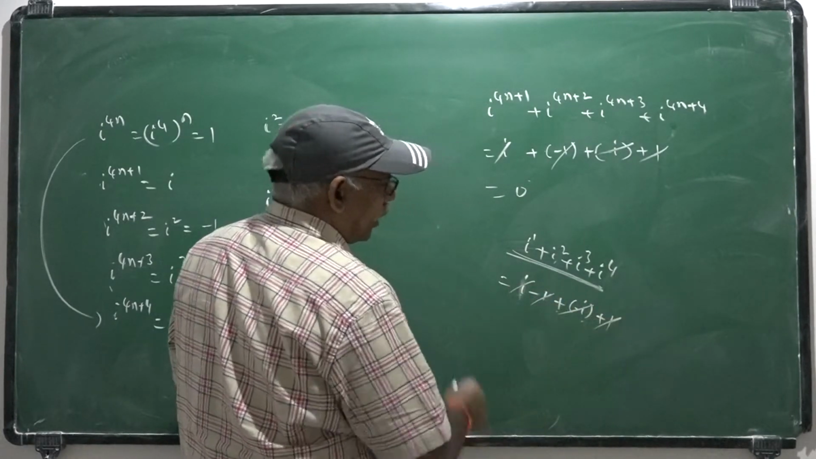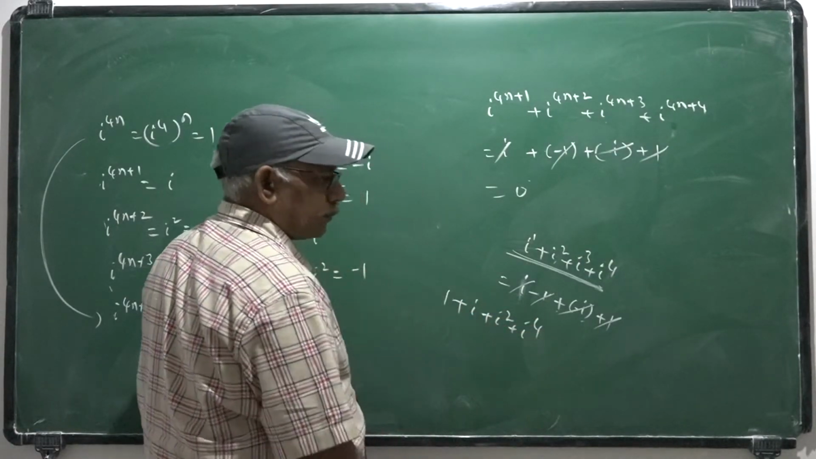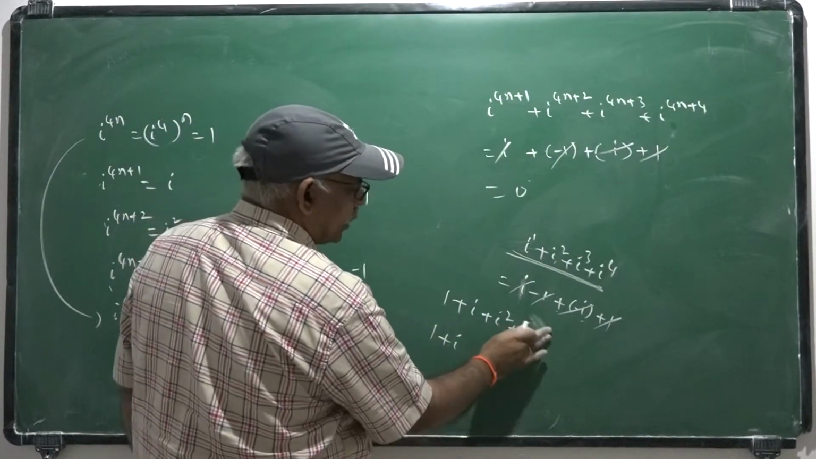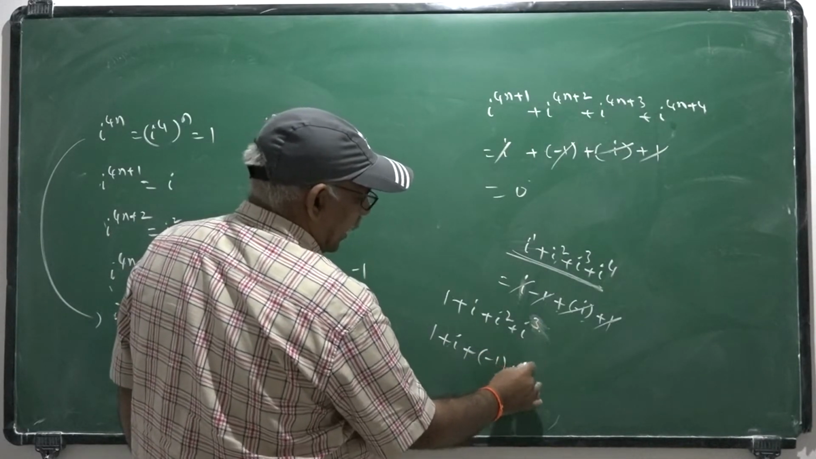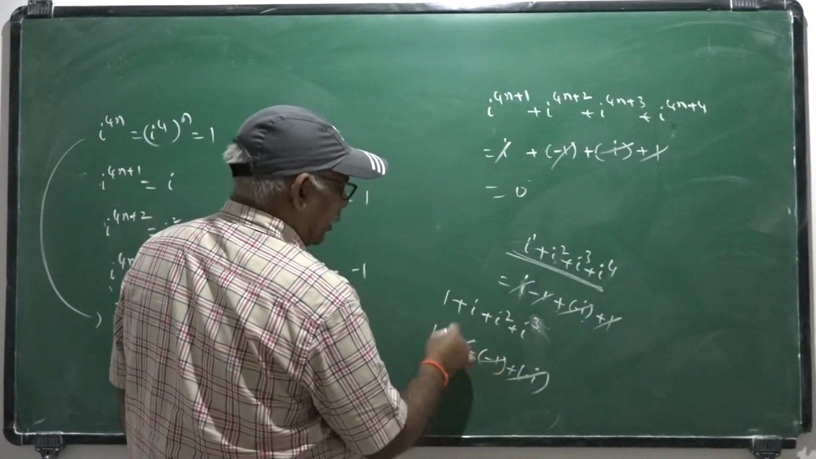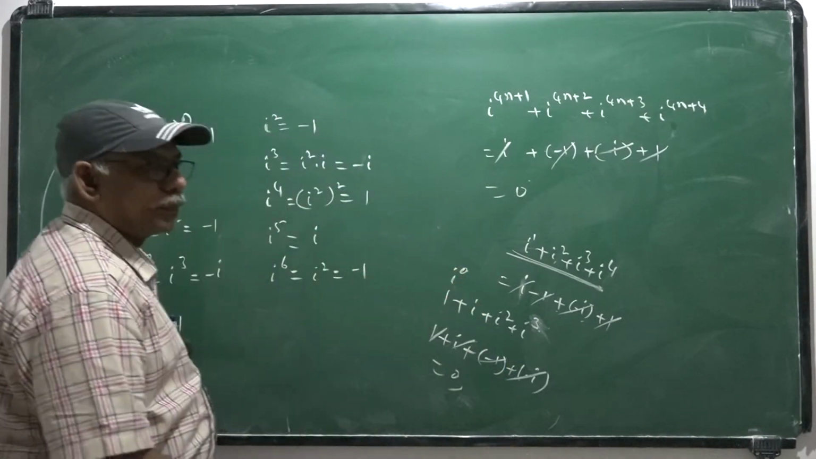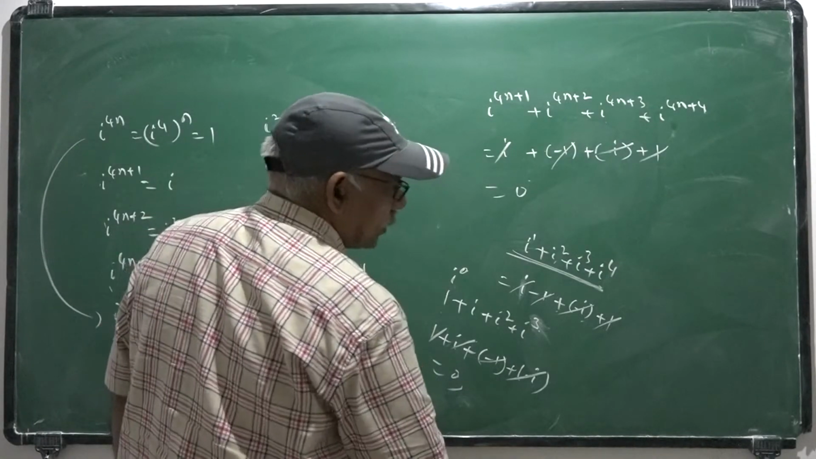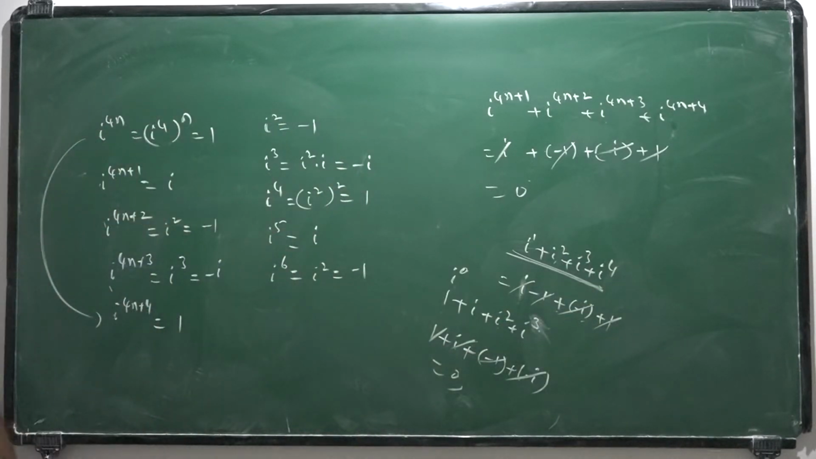Similarly, 1 plus i plus i square plus i cube, that you consider. i square is minus 1, i cube is minus i. So you can remove these. That means i power 0 is 1. i power 0 plus i power 1 plus i power 2 plus i power 3 is always 0.